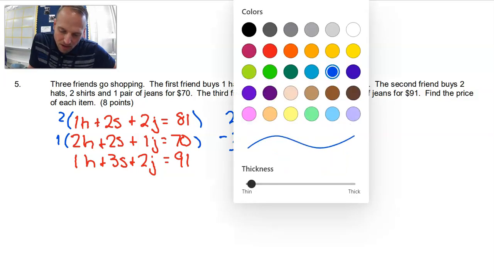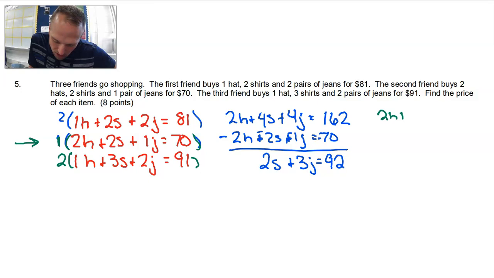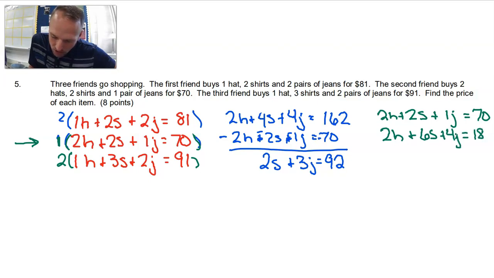All right, now let's go to green. And we did the top 2 equations. Now we're going to come back here and do the bottom two equations. We're going to multiply the top by the bottom and the bottom by the top. Okay, so doing this first equation right there, that's going to be 2h plus 2s plus 1j equals 70. And the bottom equation, 2 times 1 is going to be 2h, 2 times 3s is going to be 6s, and 2 times 2j is going to be 4j, equals 182.